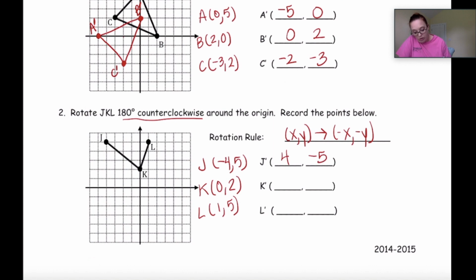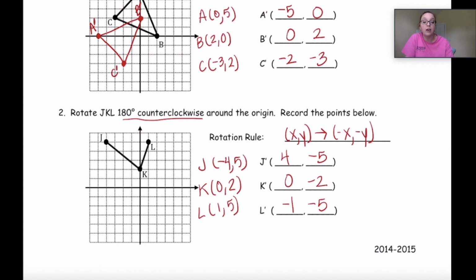Okay, now I'm going to do the opposite of 0. 0 is its own opposite. And then I'm going to do the opposite of 2, which is going to be -2. Okay, the opposite of 1 is -1. And the opposite of 5 is -5. So now I know where points J prime, K prime, and L prime should be located.